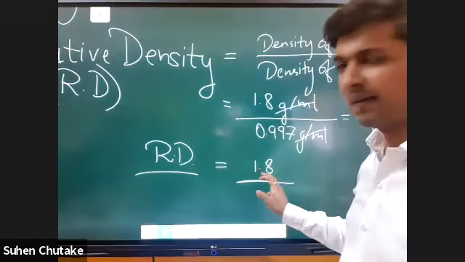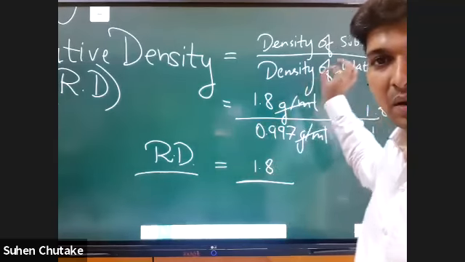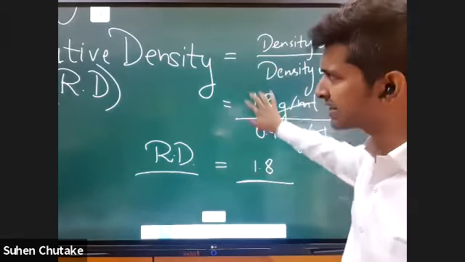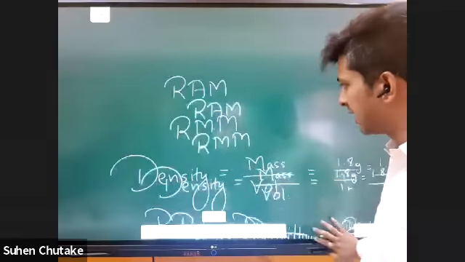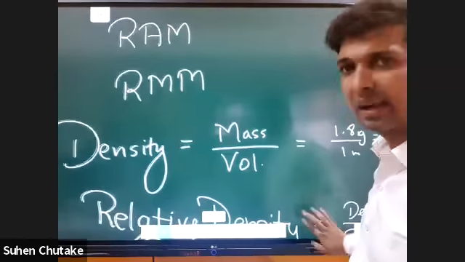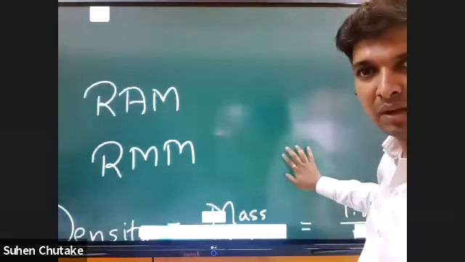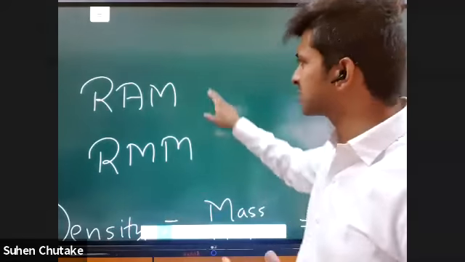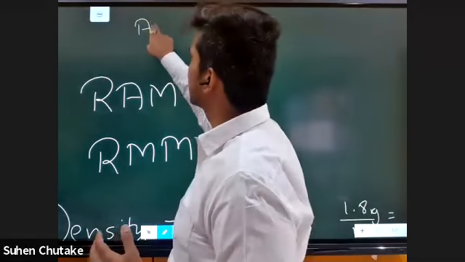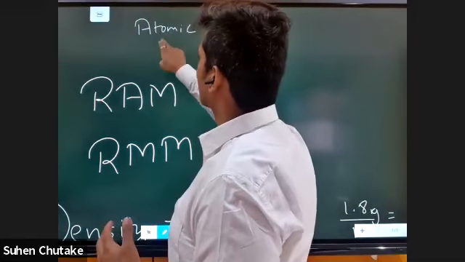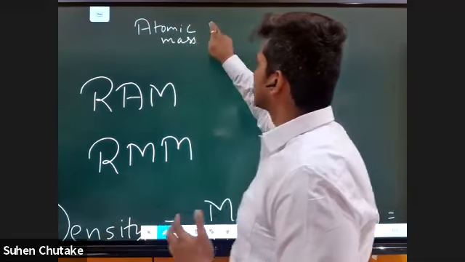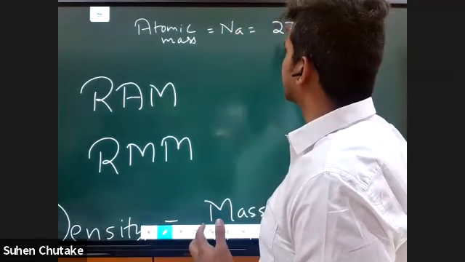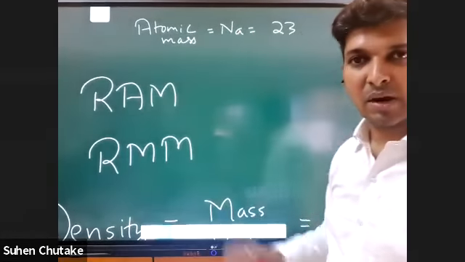Okay, so relative density is the density of substance in relation to the density of water. So let's come back to relative atomic mass and relative molar mass. First let me talk about atomic mass. For example, we take atomic mass for elements, like sodium, and sodium atomic mass is 23.